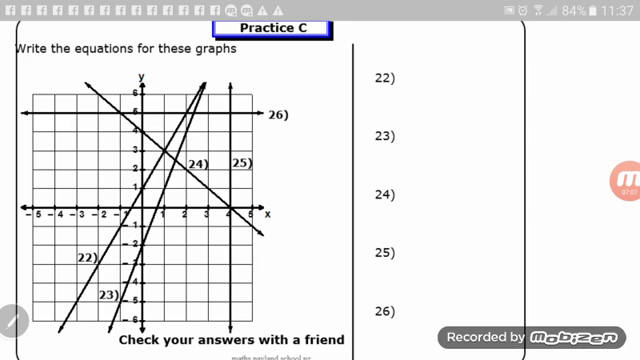So let's do number 24. This line that goes right through here with a negative gradient. It's our only negative gradient on this graph. So let's start with something easy. Our y-intercept, I should say, is positive 4. So we're going to have y equals something x plus 4. Now let's look at our gradient.